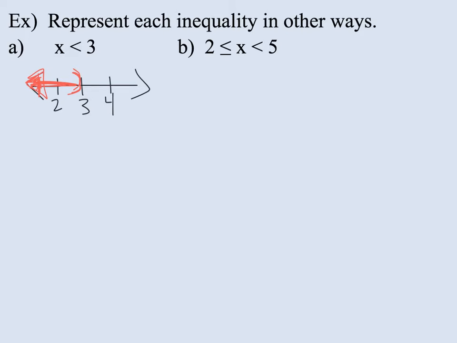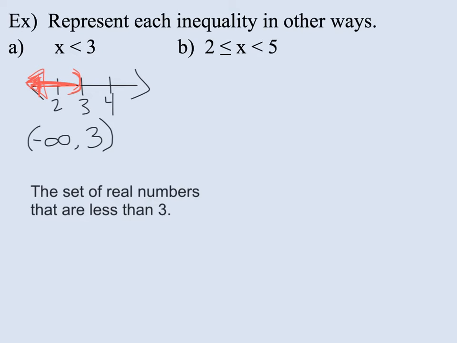If we're going to use interval notation, the smallest number in this set is negative infinity. And it goes all the way to 3, but 3 is not included, so we're going to use a parenthesis. And then we can write it out in words.